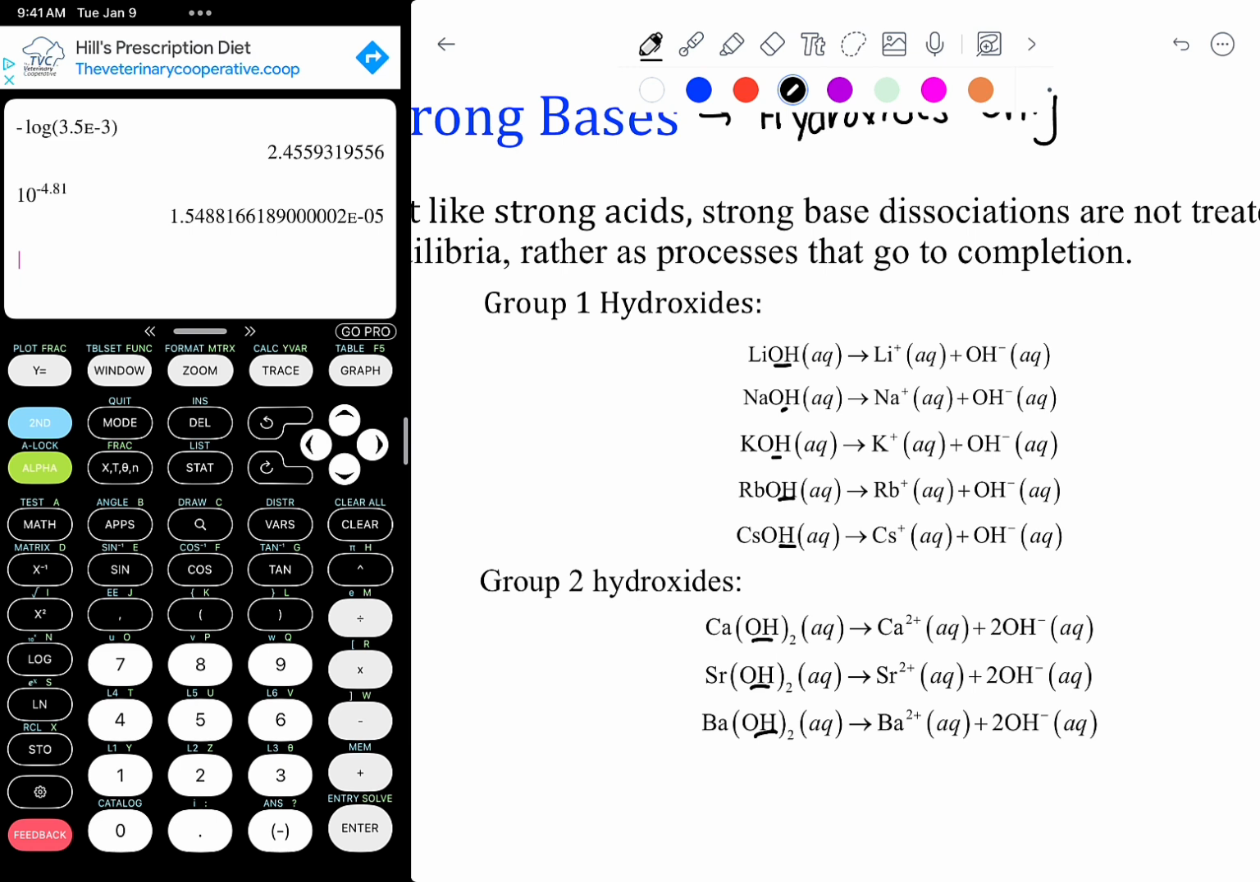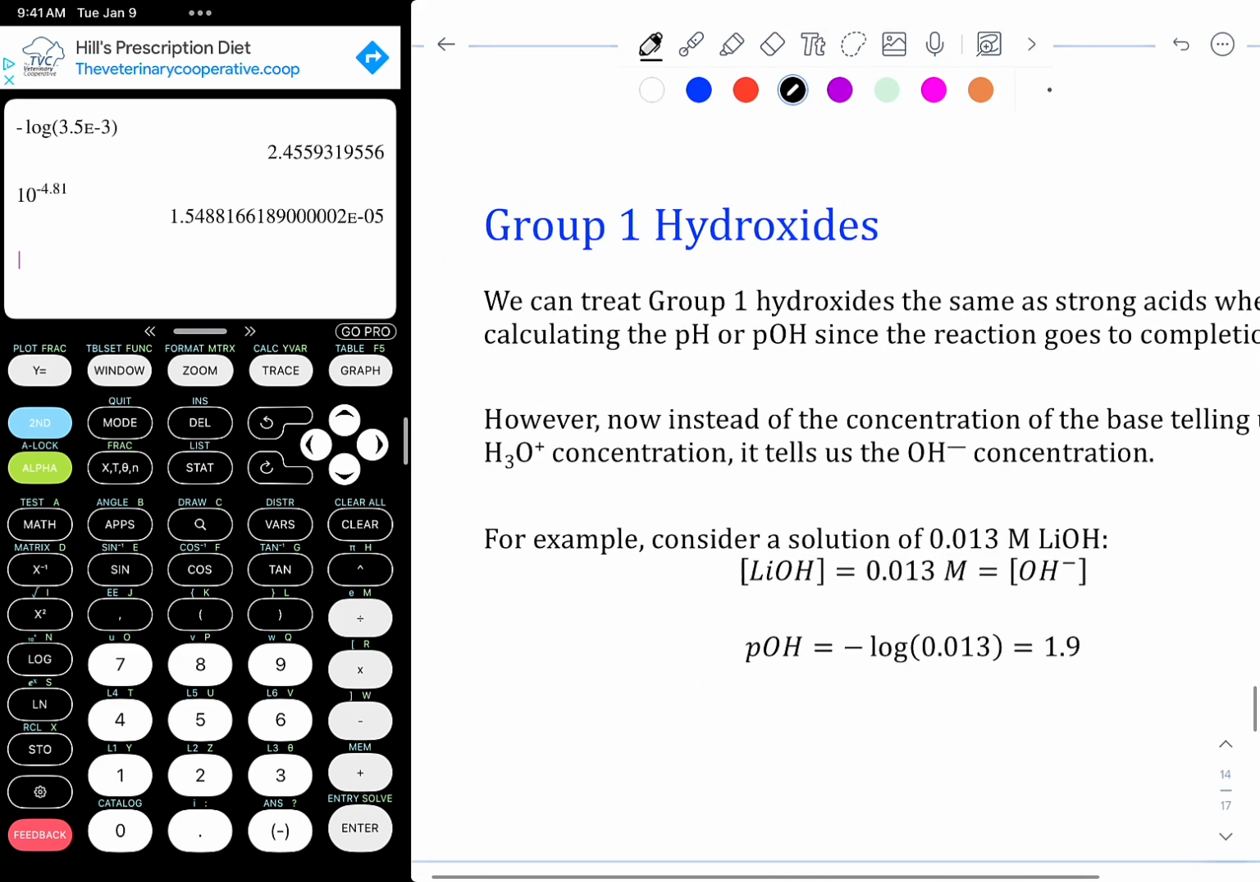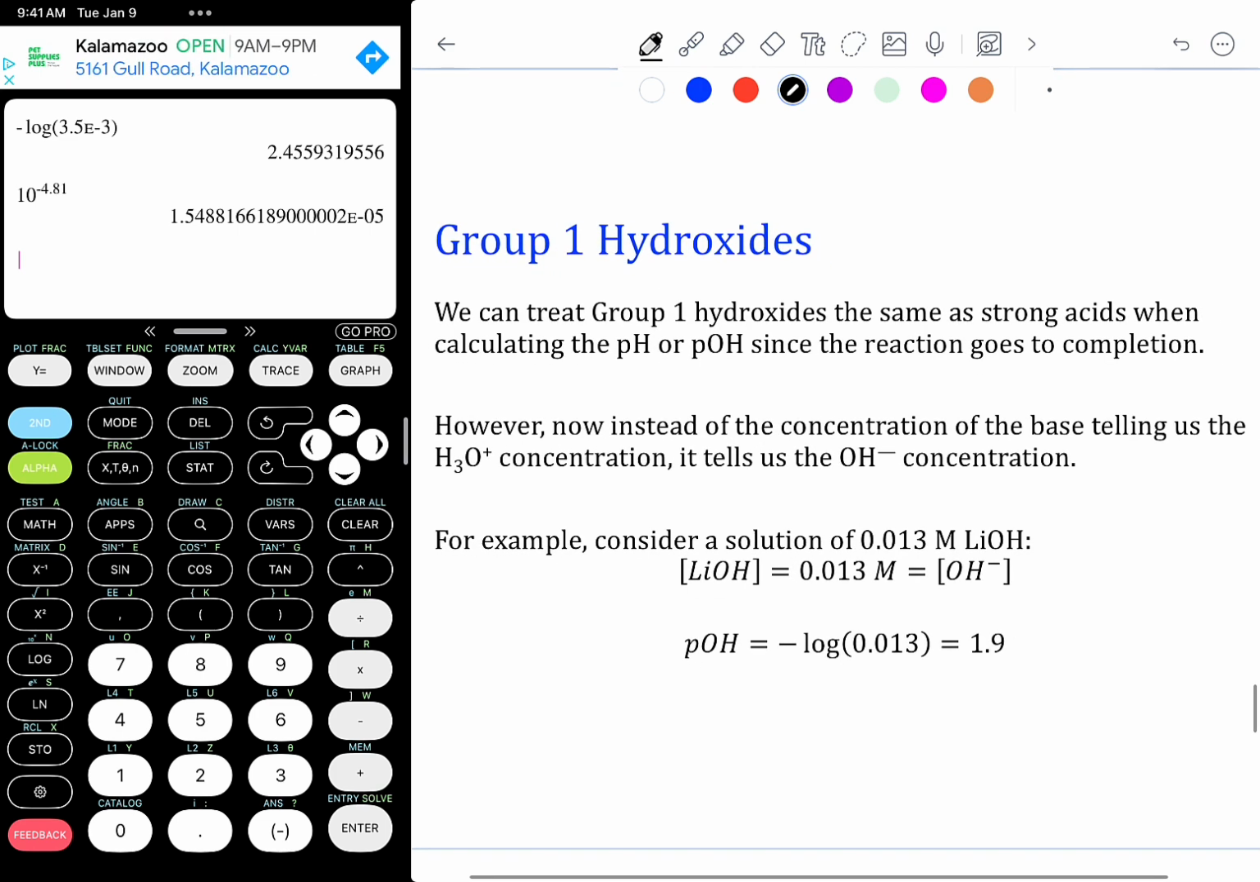Now when we want to find the pH, the pOH, and the OH concentrations for our strong bases, we can follow something similar to our strong acids, with one caveat. When we're looking at group 1 hydroxides, we can treat them the same way as our strong acids, like we saw earlier when we were calculating the pH, because this reaction goes to completion in a 1-to-1 ratio. The only difference is that instead of the concentration of the base telling us the H3O plus concentration or the pH, it tells us the OH concentration or the pOH.